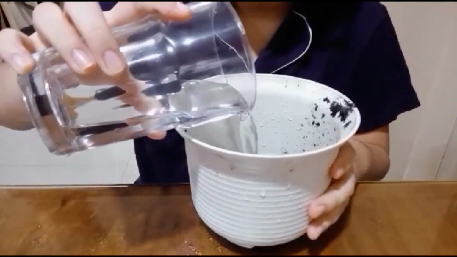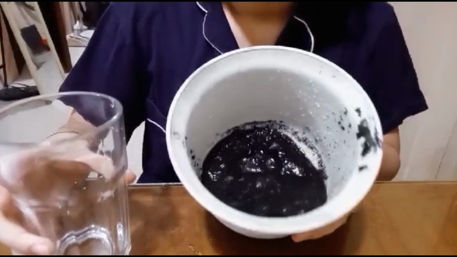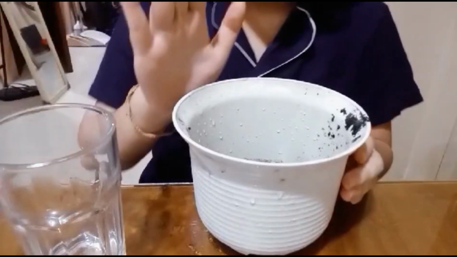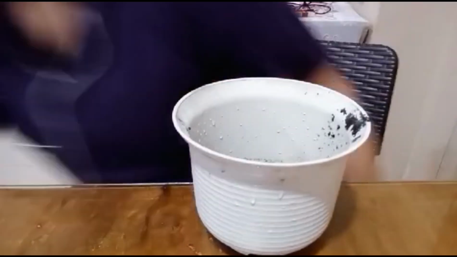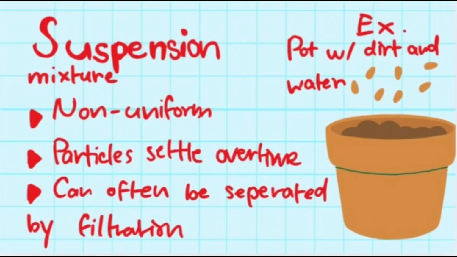Third example, I will be using dirt and water. The materials I used is dirt and water. The mixture is non-uniform because it does not look the same throughout. And yes, you can see the dirt particles in the water. And also, it does settle over time because the dirt settles at the bottom after some time.